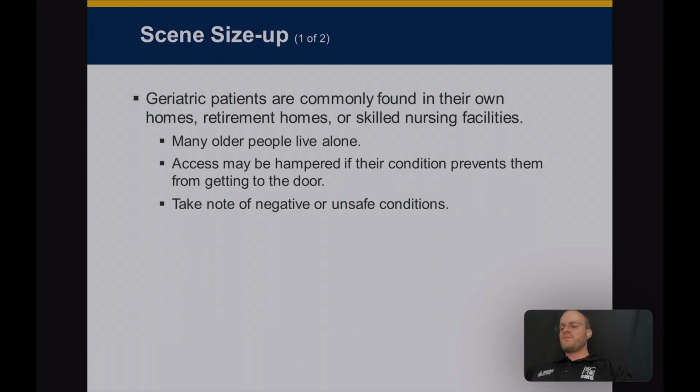Many older people live alone. Again, they've outlived their spouse or their kids, or their kids live by themselves and the parents live by themselves, so it's not uncommon. And access may be hampered if their condition prevents them from getting to the door. Had this happen a lot.